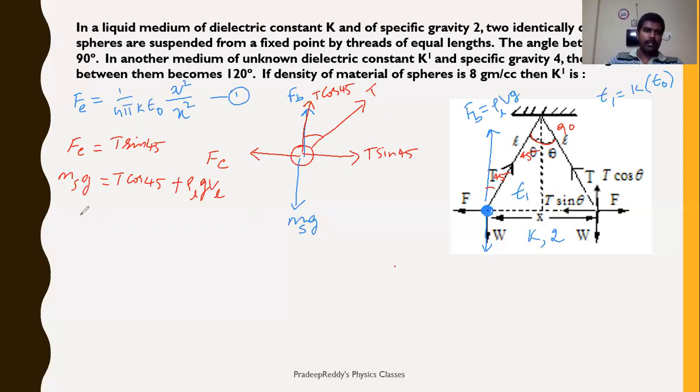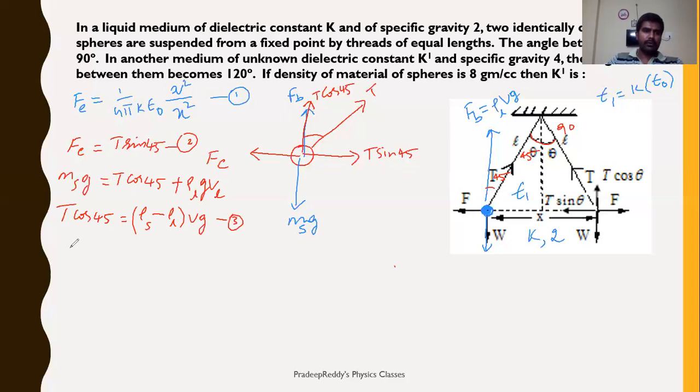From here, T cos 45 is equal to mass of the solid, which is density of the solid into volume of the solid, and volume of liquid displaced, both are equal. Rho S minus rho L into V into G. This is T cos 45. Let me take this as equation 2, this as equation 3.